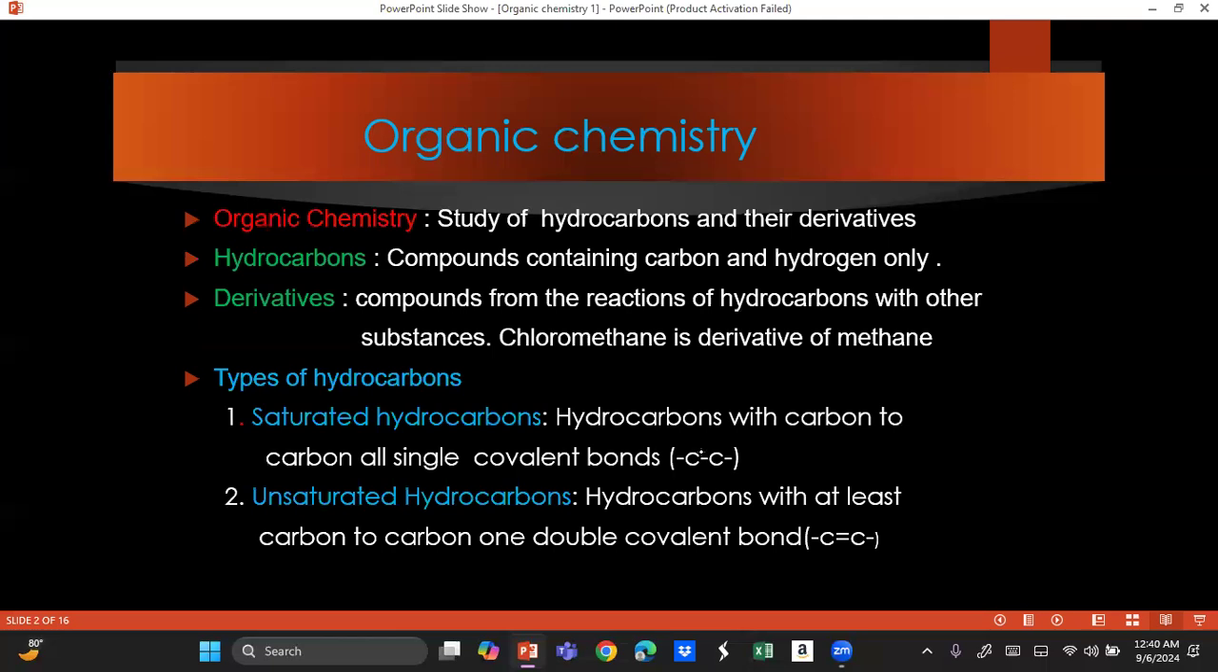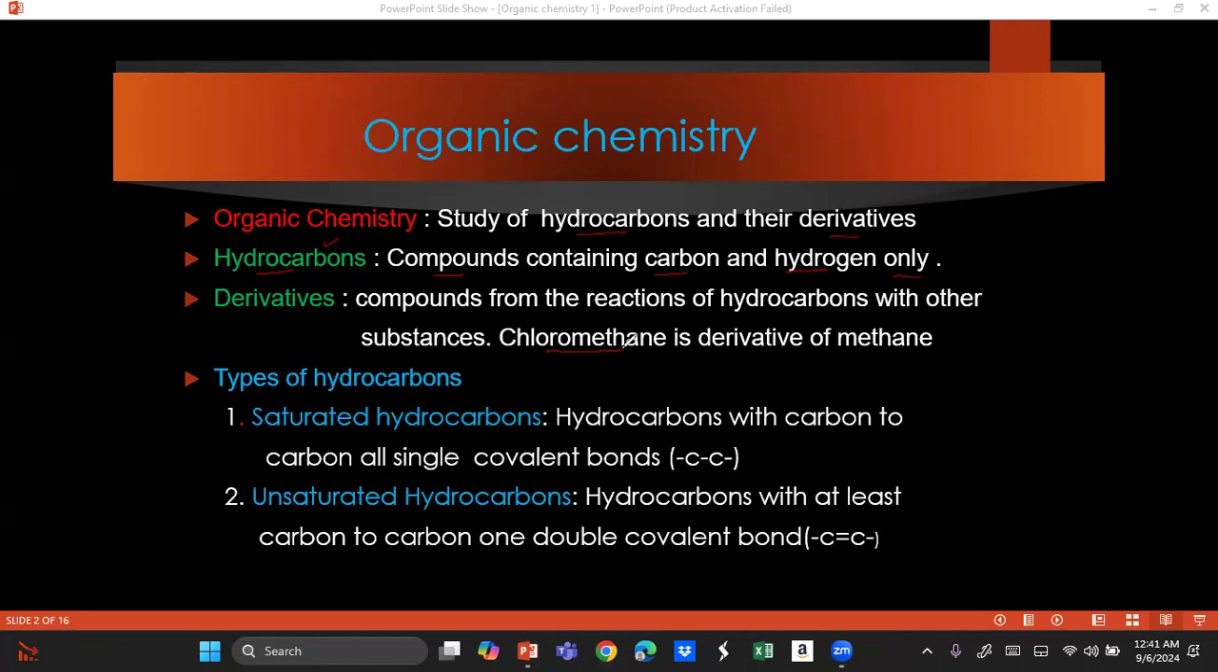Organic chemistry is the study of hydrocarbons and their derivatives. Now, what are derivatives and what are hydrocarbons? Hydrocarbons are compounds containing carbon and hydrogen only. Hope you understand. Derivatives are the compounds which are prepared by the reaction of these hydrocarbons with other elements or substances. For example, fluoromethane is a derivative of methane.